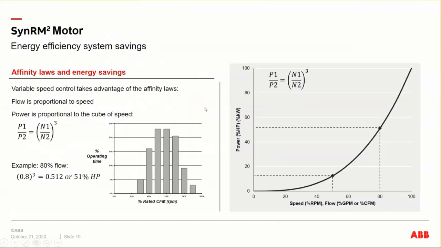So again, this is the affinity laws. Most everyone knows this. You run at slower speeds, it's a cube rule of load, so your power drops, so 80% speed, 51% load.